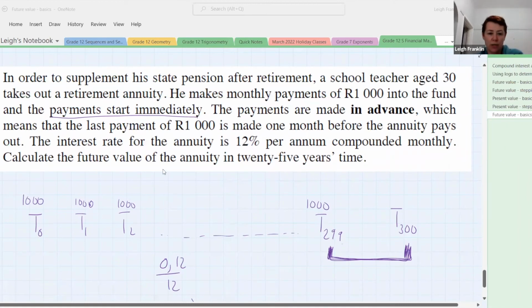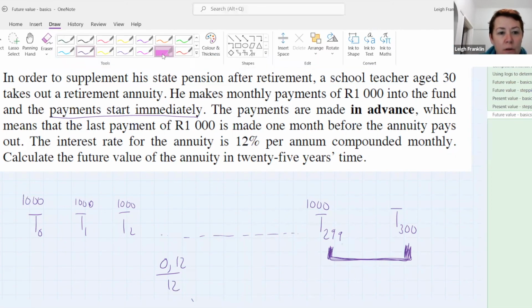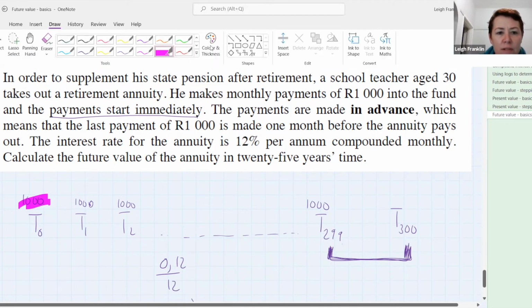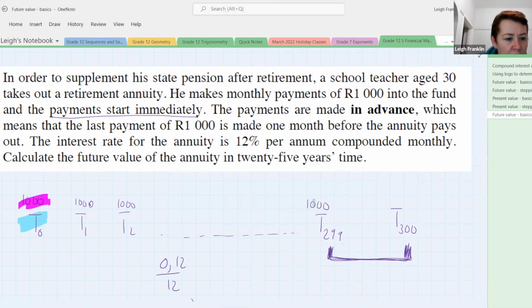Bocello, what I was saying here is that this particular teacher starts making payments immediately. That means there is a payment made at T0, which is why I've written this over here. Over here at T0, because the payments start immediately, he's made a payment at T0. We would immediately start thinking there's one extra payment in this case, but there isn't.